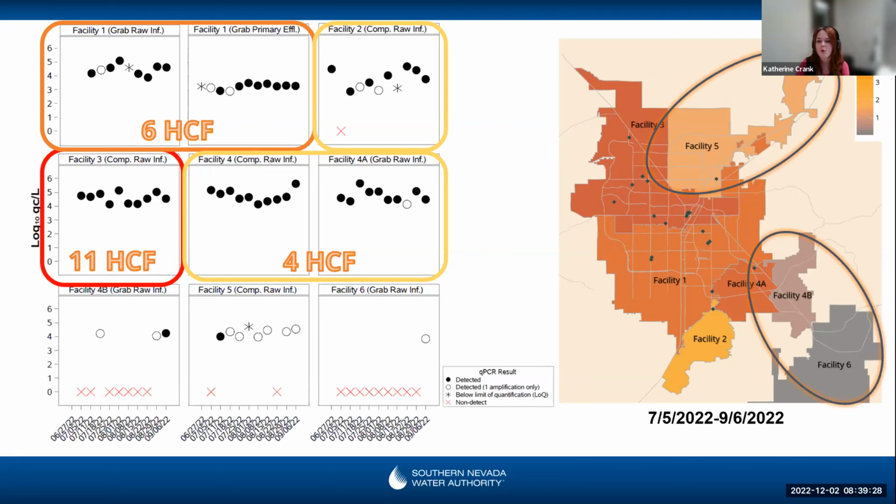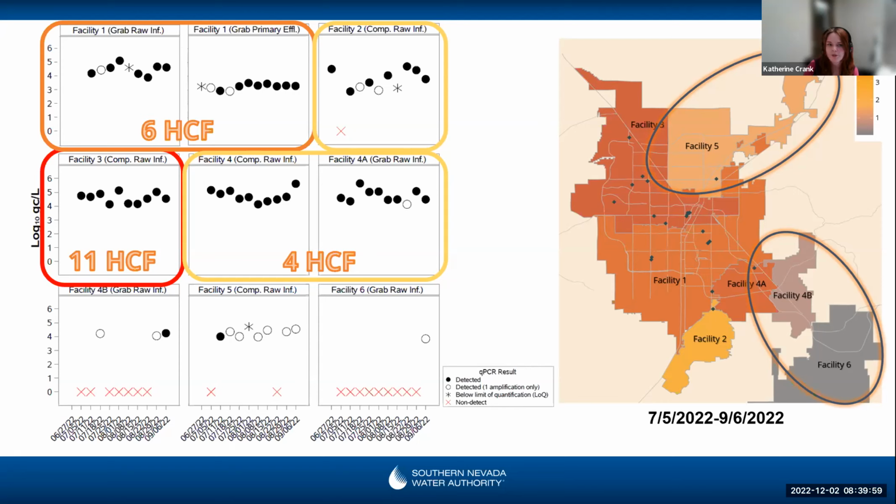Finally, facilities 4B, 5, and 6 have our lowest concentrations with the most intermittent and variable signal. Facility 4B and Facility 6 sewer sheds, as of September 6th of this year, do not serve any healthcare facilities experiencing outbreaks of Candida auris. Facility 5 does serve one outbreak facility, and we do see an intermittent detection there.